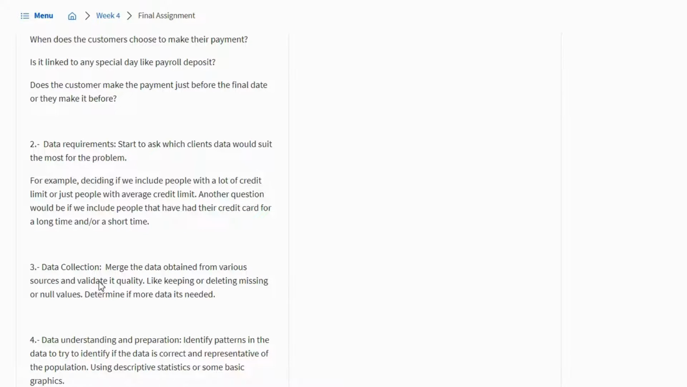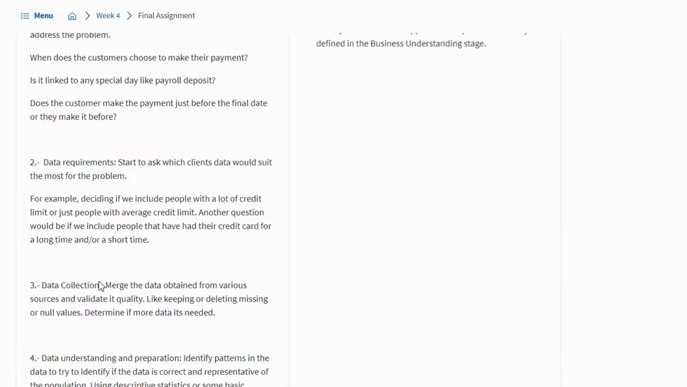So data collection is when you have decided what kind of data you need. So you have to collect all the data from all the resources that you have decided. Data collection is basically merging the data obtained from various sources and validating its quality, like keeping or deleting missing or null values. Like when you are extracting data, then you are transforming it in a way for a better analysis. So in that way, what is happening is like you have taken a survey.